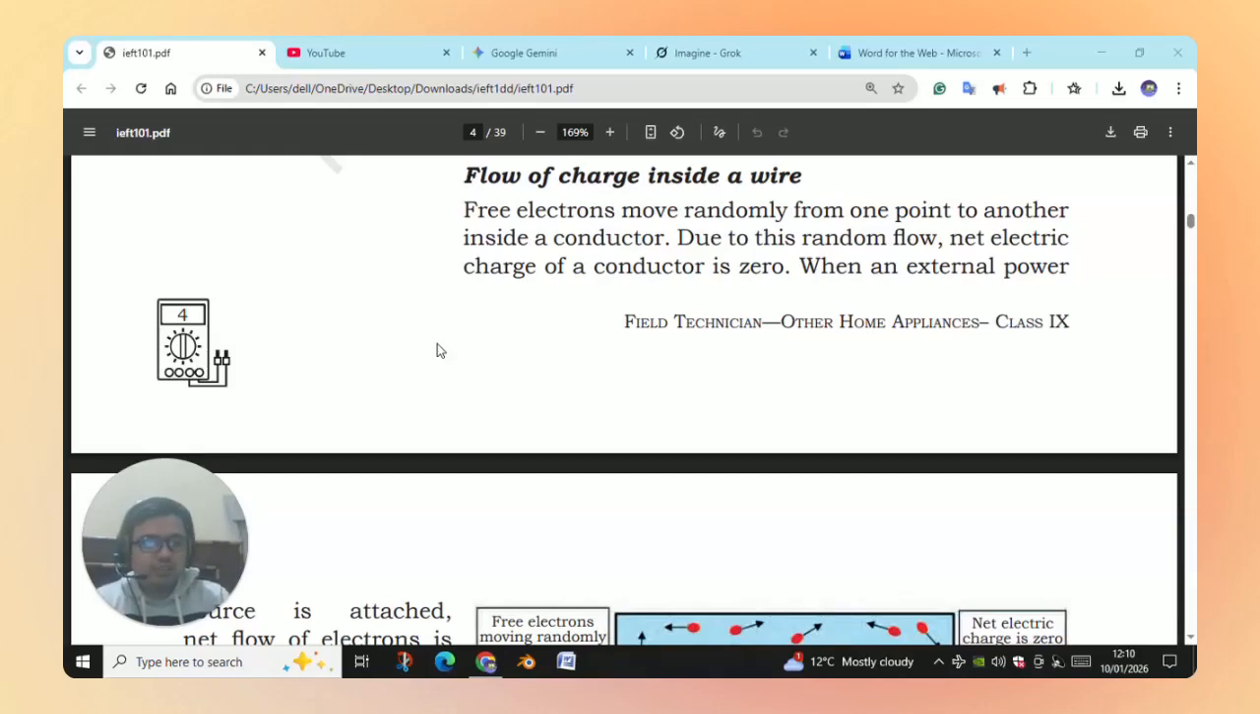Hello everyone. Today we will study about flow of charge inside a wire. Free electrons move randomly from one point to another inside a conductor. Due to this random flow, net electric charge of a conductor is zero.